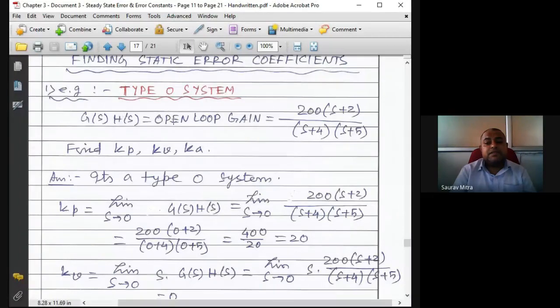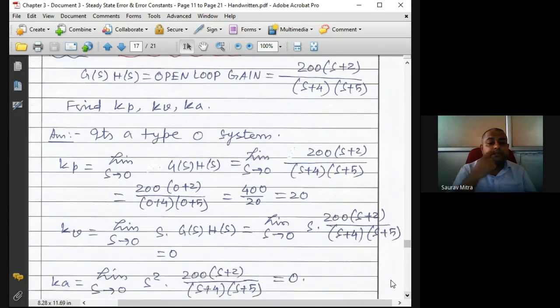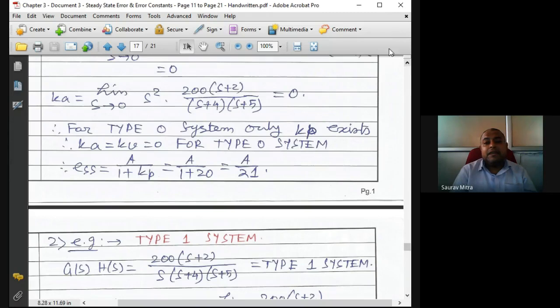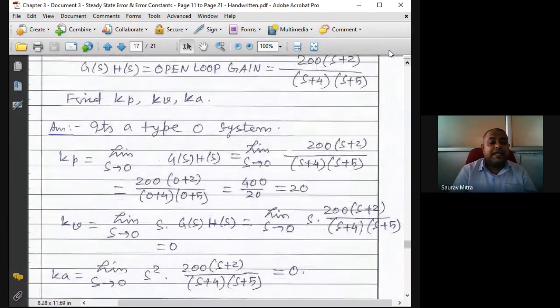So the type of the system is found in case of GSHS, that is from the open loop gain. In the open loop gain you have to find what is the separate S at the denominator. There is no separate S at the denominator, that means the power of S is equal to 0. That's why it's a type 0 system. What is the first thing? Find all the static error coefficients, and from the static error coefficients we will find the different steady state errors. But steady state error finding is not the question in this example. They are mainly asking you to find the static error constants.